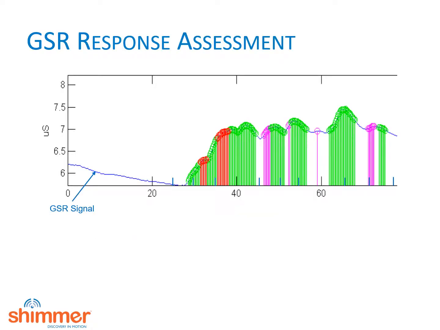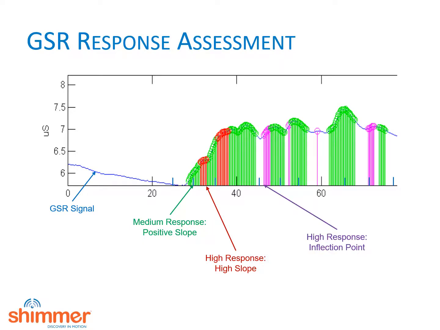Below is a graph of an individual's GSR signal over time and our identification of periods of medium and high response. The green areas are areas where the slope of the GSR was positive over a trailing window, but less than 2% over that window. Red areas indicate that the slope was greater than 2%, indicating a high response. Finally, the purple areas are inflection points, where the general trend was down, but there was a turnaround.